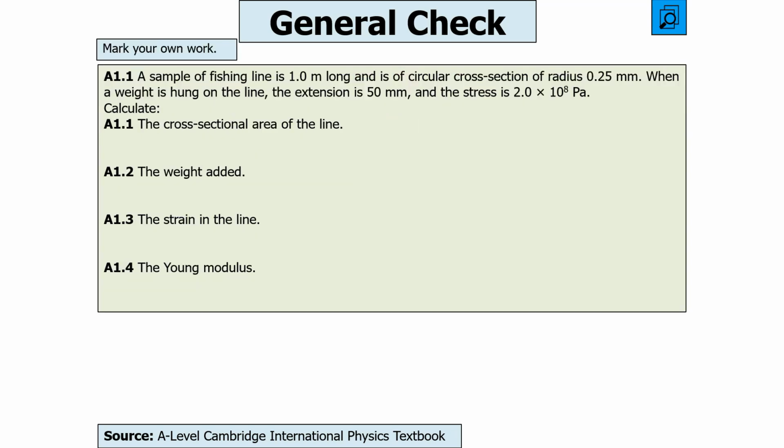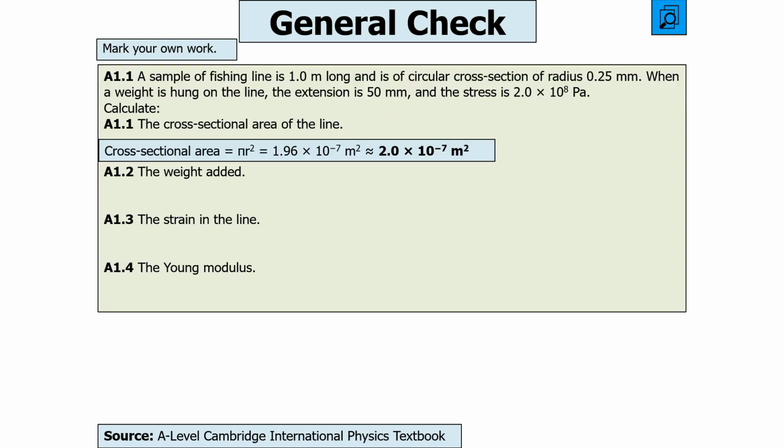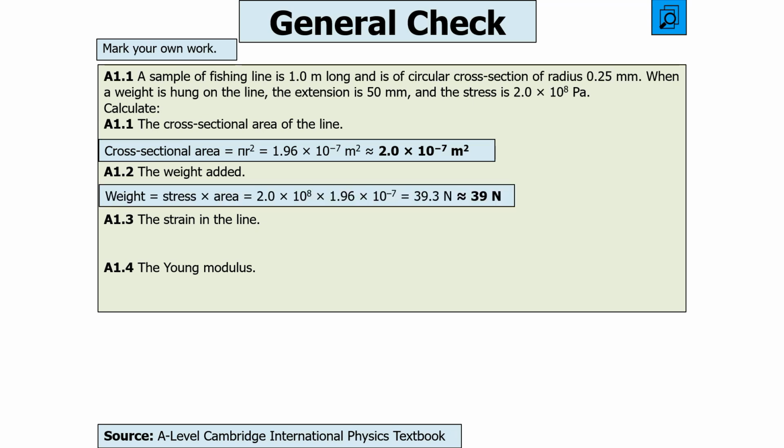Right, the cross-sectional area is pi r squared, so when you do that you will get your radius of 0.25 millimeters, so 0.25 times 10 to the minus 3 meters, squared, times pi is 2 times 10 to the minus 7 meters squared. The weight is going to be equal to stress times area, because you know stress is force over area and weight is just force. So you can work it all through and you get 39 newtons.